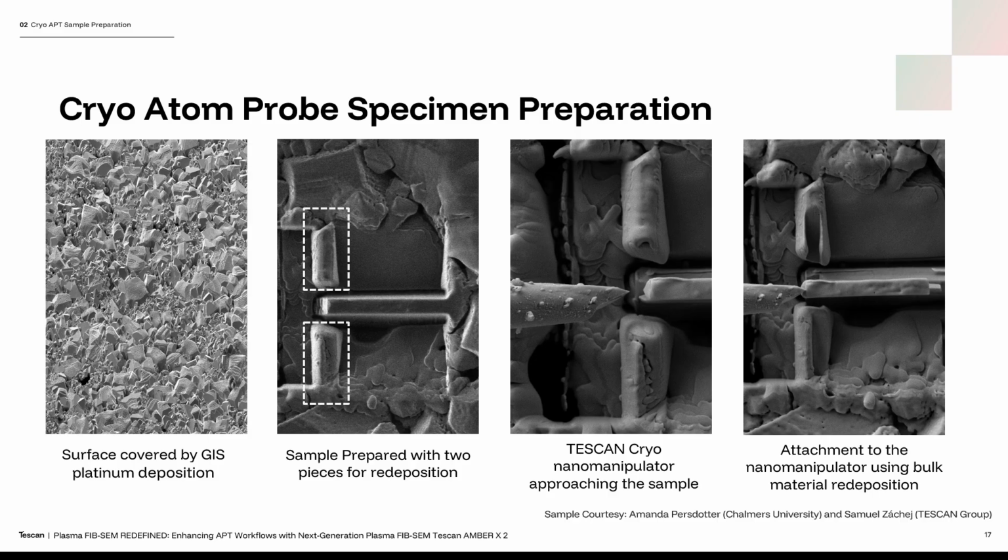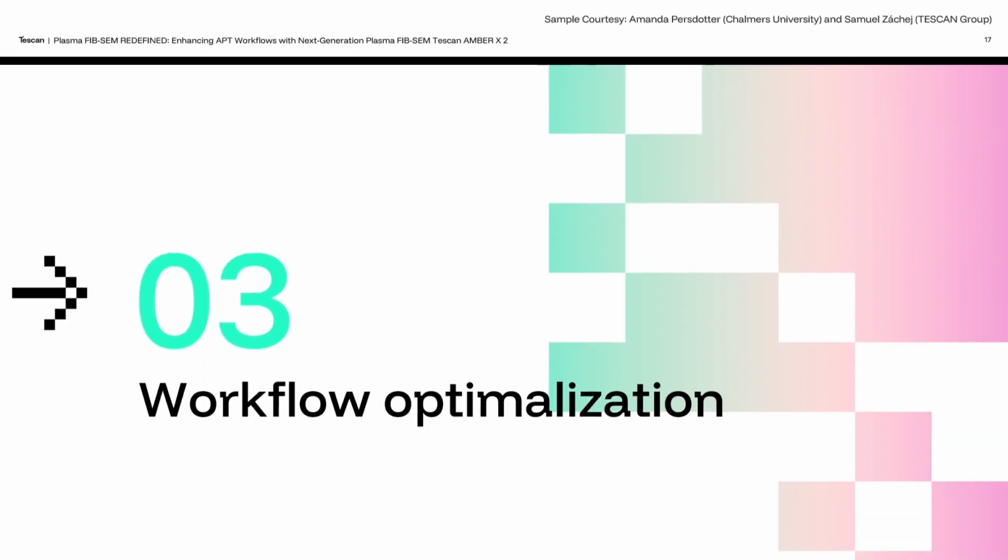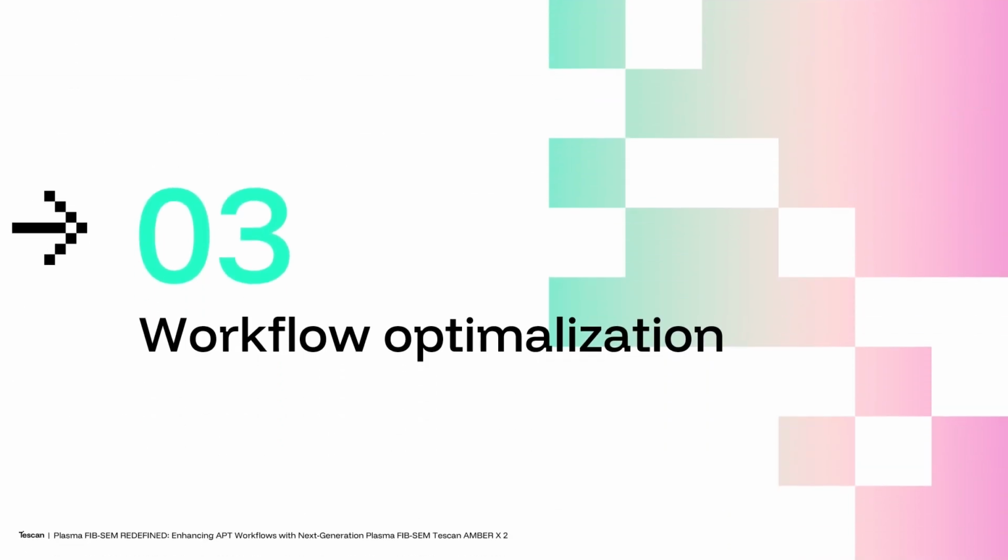Now turning to the two images on the right-hand side, you can see the process unfold. Using a cryo manipulator, we carefully approach the sample and mill away a section of the bulk material. This step allows us to securely attach the nanomanipulator to the specimen and release it cleanly, ready for the next stage of analysis. Another topic I want to cover is workflow optimization.